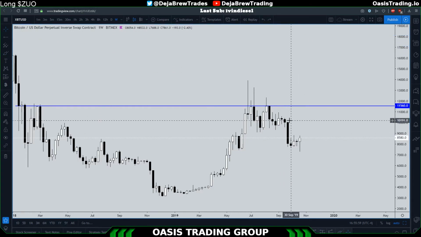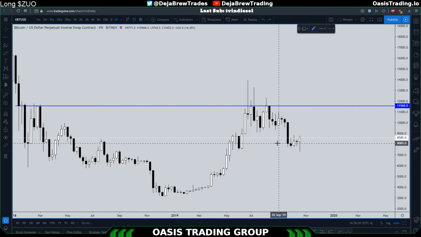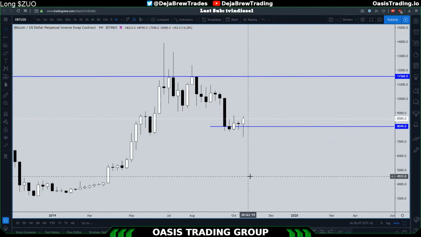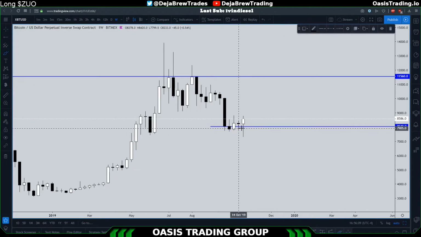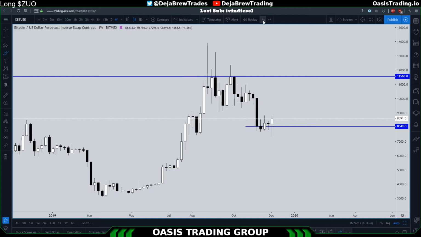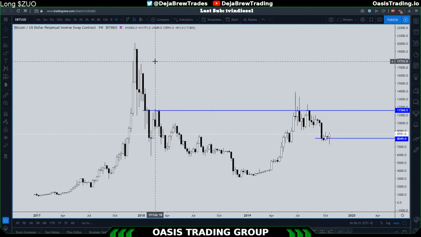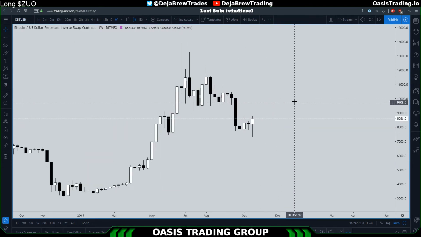But now look at what we're doing. Weekly, you have a doji. You have a swing failure pattern of that doji. Okay. Let's look at some other examples.